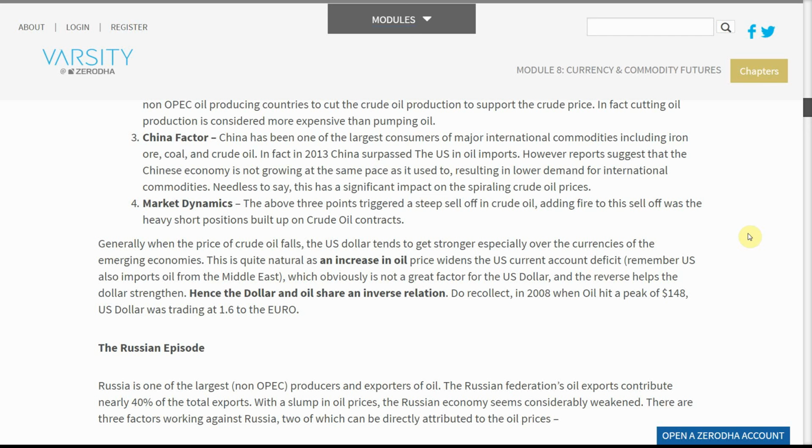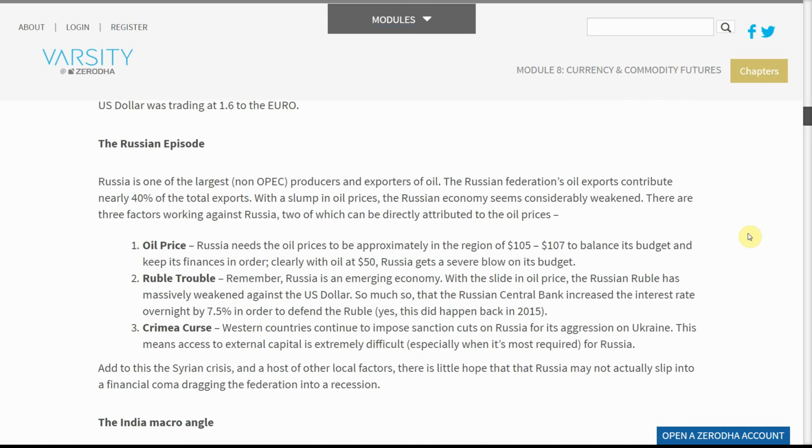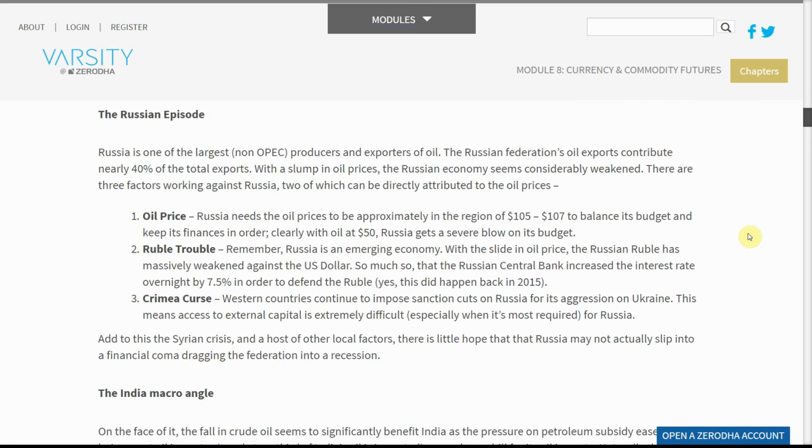Do recollect, in 2008 when oil hit a peak of $148, the U.S. dollar was trading at 1.6 to the euro. The Russian episode. Russia is one of the largest non-OPEC producers and exporters of oil. The Russian Federation's oil exports contribute nearly 40% of the total exports.